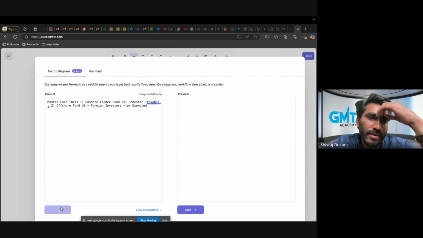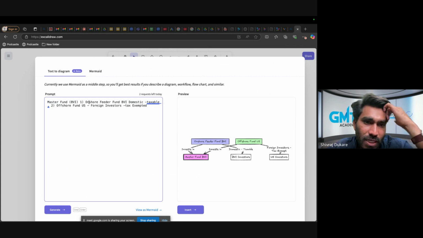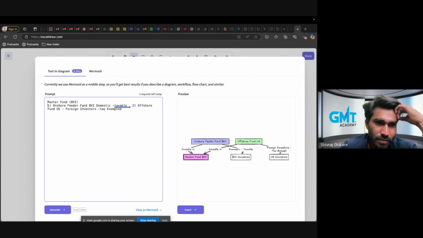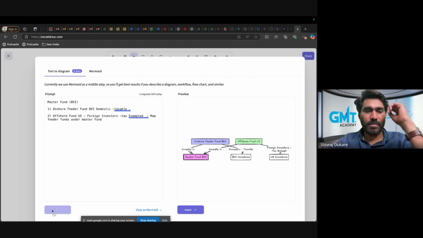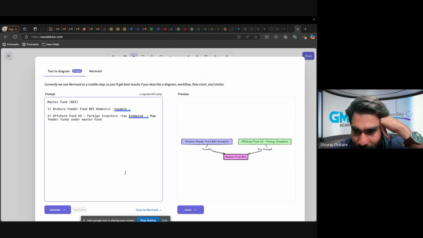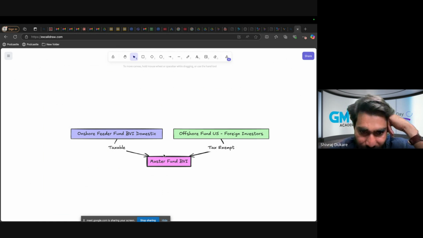It will take a minute or two, but a flow you can quickly use. Foreign investors invest here. I need this kind of master fund, and I need to map feeder funds under the master fund. Let's see how it is designed. Master fund, let it be. We have this flow.